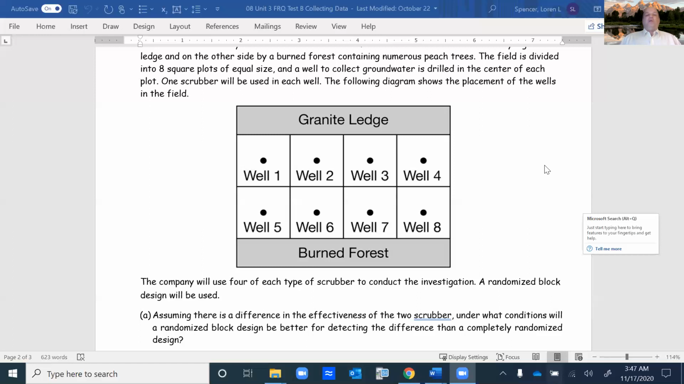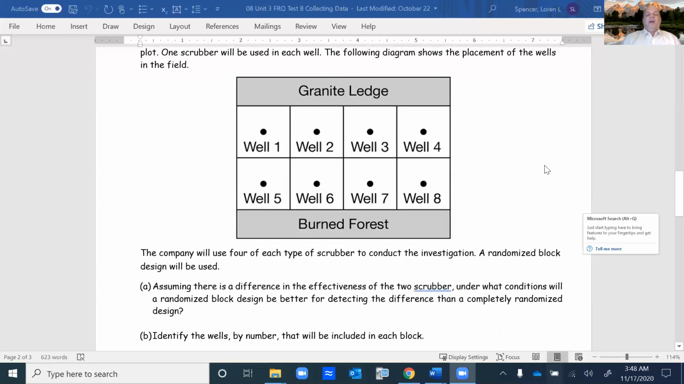With a block design, we believe that there's something that's going to impact the study that means that we have natural groups occurring. So if I believe that the granite ledge has higher or lower levels of cyanide than the burned forest, then I should block.